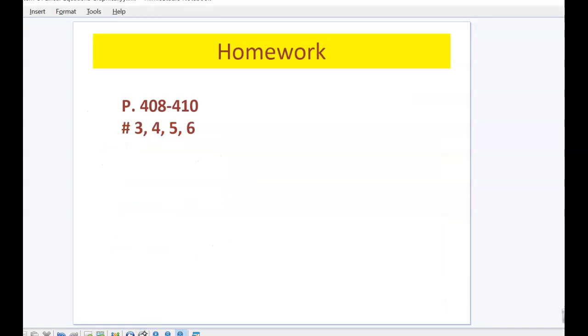Okay, there's 4 questions for you to try on page 408. Give those a whirl, and if you have any questions, you can check the website for the answers.